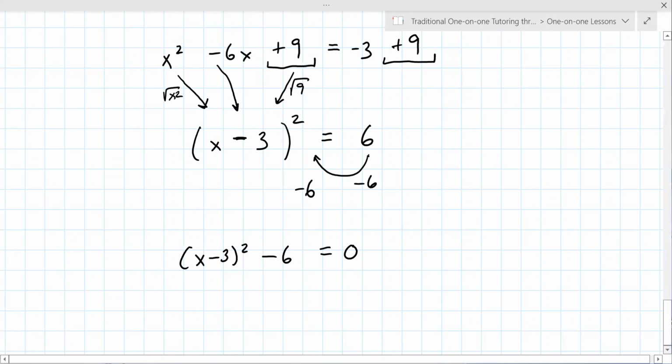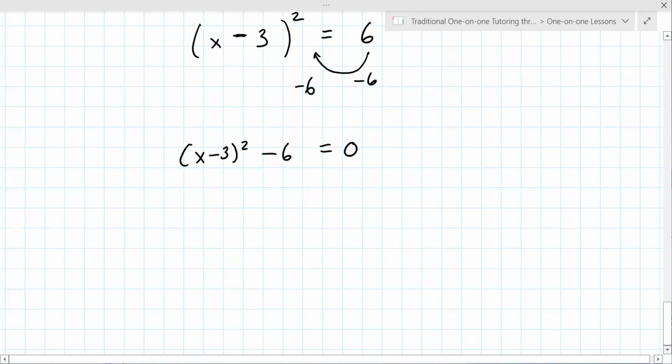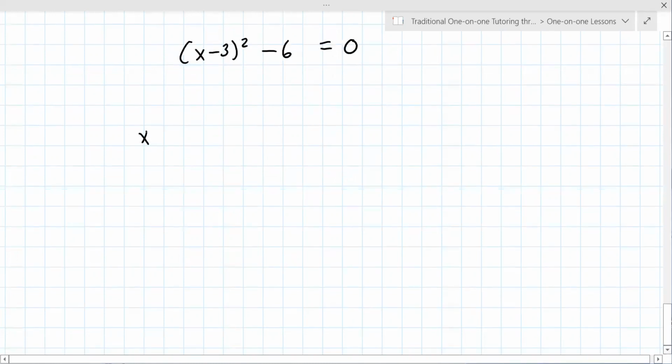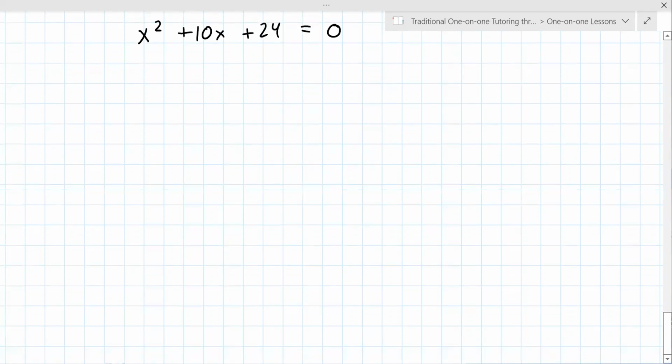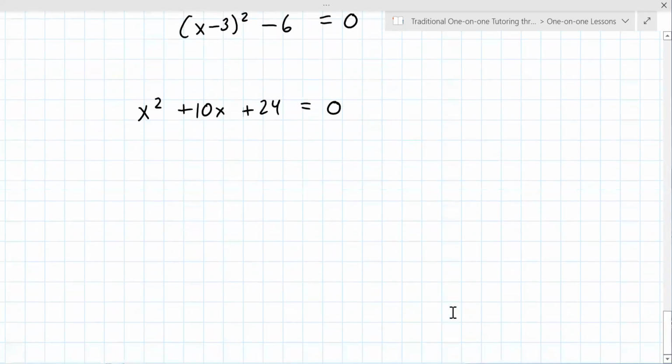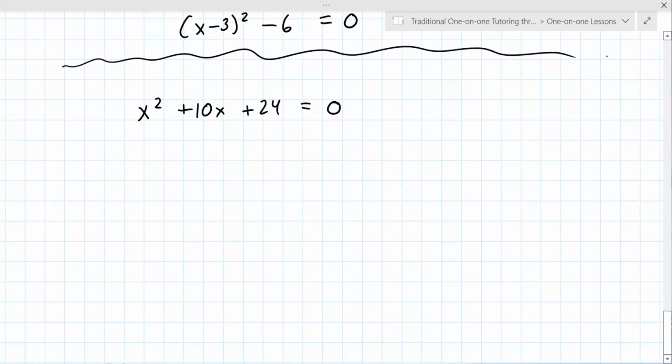Any questions on these steps? Okay. Let's try another one. Let's go x squared plus 10x plus 24 equals 0. All right, so what is the first thing that we do in these types of problems? What did we do in the other examples?